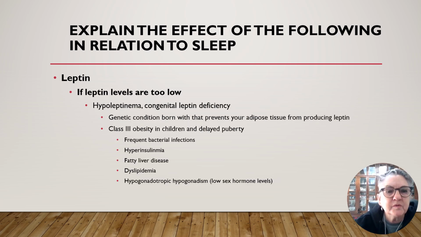If leptin levels are too low, hypoleptinemia, or congenital leptin deficiency, occurs. It's a genetic condition that you're born with that prevents your adipose tissue from producing leptin. Class 3 obesity in children and delayed puberty occur. Frequent bacterial infections, hyperinsulinemia, fatty liver disease, dyslipidemia, and hypogonadotropic hypogonadism, which is a low sex drive, can occur.